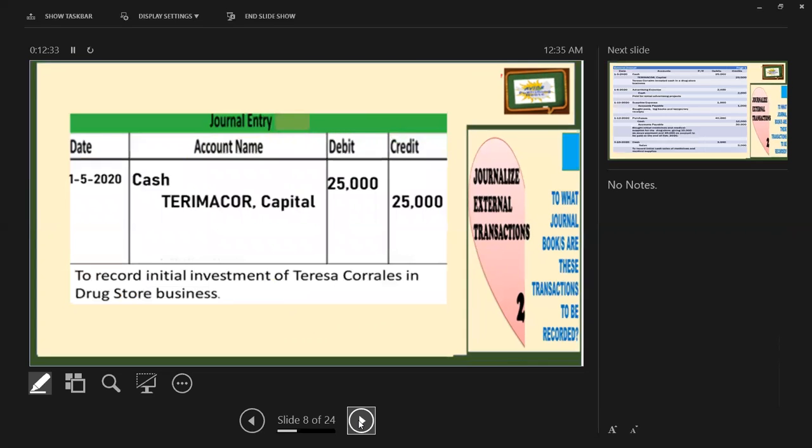Let's take, for example, the case of Teresa Corrales, who invested in Teresa Drugstore. She invested 25,000 on January 5, 2020. So what the business has after the investment will be the cash of 25,000 and the Teresa capital of 25,000.